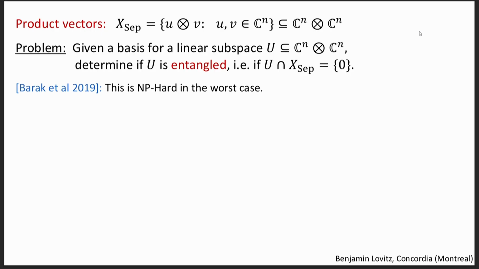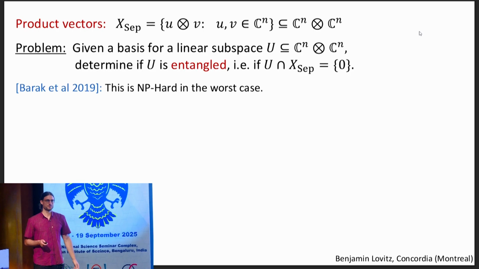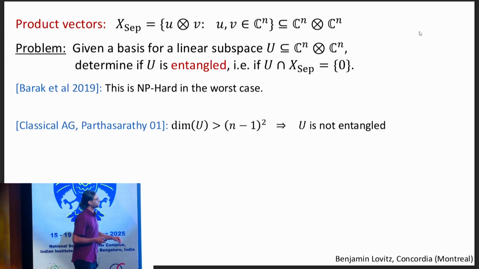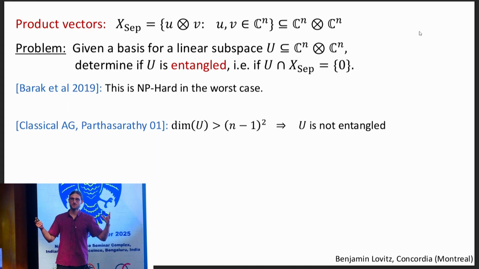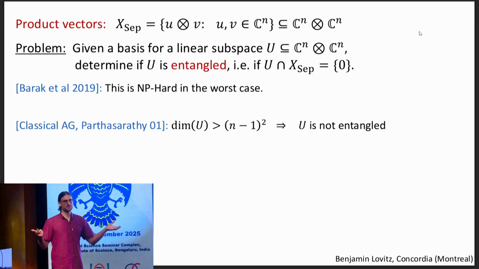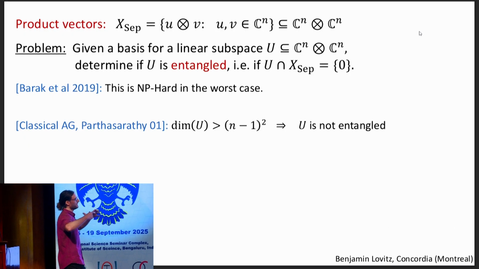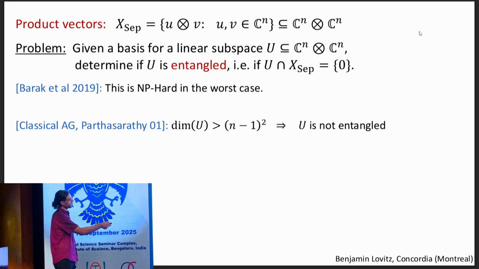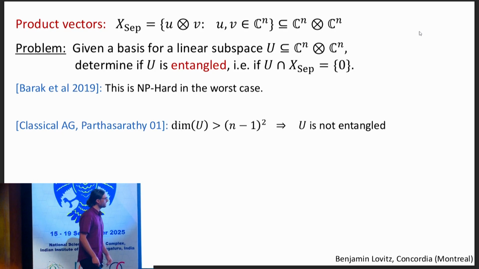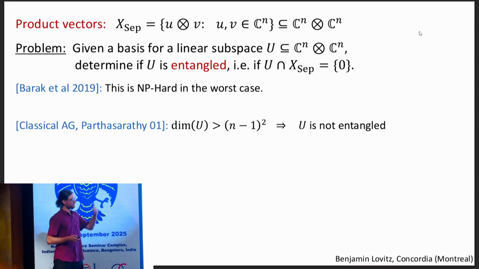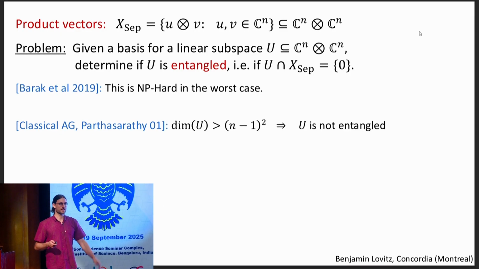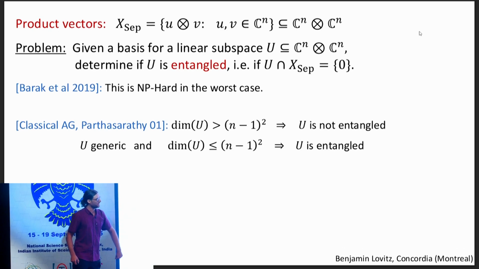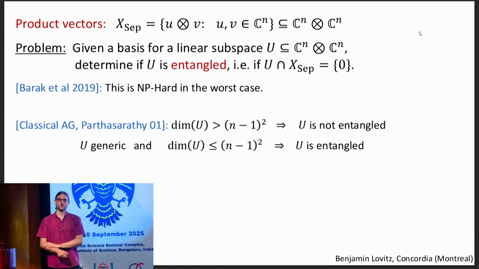Okay, so what do we know about this fundamental question? It's NP hard in the worst case. But there are some cases that are easy. If the dimension of U is just too large, then it has to contain some product vector. You can't squeeze in too big of a subspace before you have to contain some product vectors. And the magic number is (n-1) squared. So sometimes just by looking at the dimension you can tell if it's entangled or not. On the other side, we're interested in this other regime where the dimension of U is smaller than (n-1) squared.